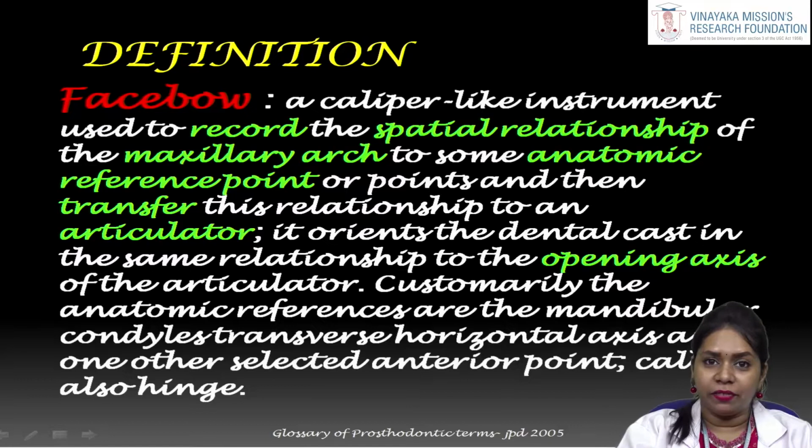A FACEBOW can be defined as a caliper-like instrument which is used to record the spatial relationship of the maxillary arch to some anatomical reference point or points and then transfer this relationship to an articulator. It orients the dental cast in the same relationship to the opening axis of the articulator. Customarily, the anatomic reference points are the mandibular condyle transfer horizontal axis and one of the selected anterior reference points, which is also called the hinge axis.